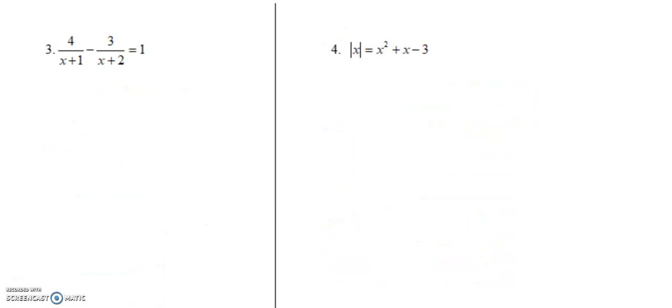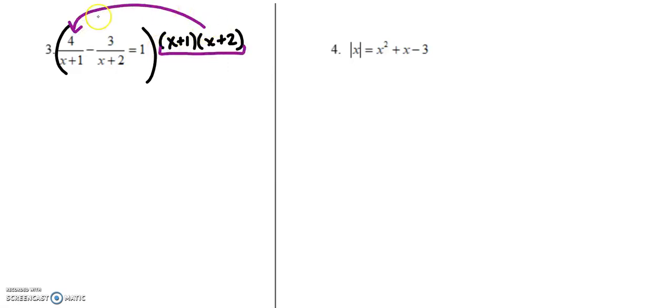All right, next one we have a rational equation. So thinking about rational equations, you want to multiply through by the least common denominator. Least common denominator in this case is going to be our two current denominators multiplied together. So if I multiply this term into this first fraction, the x plus 1's cancel out. I am left with 4x plus 2 minus, if I multiply this into this term, the x plus 2's cancel. I'm left with 3x plus 1.